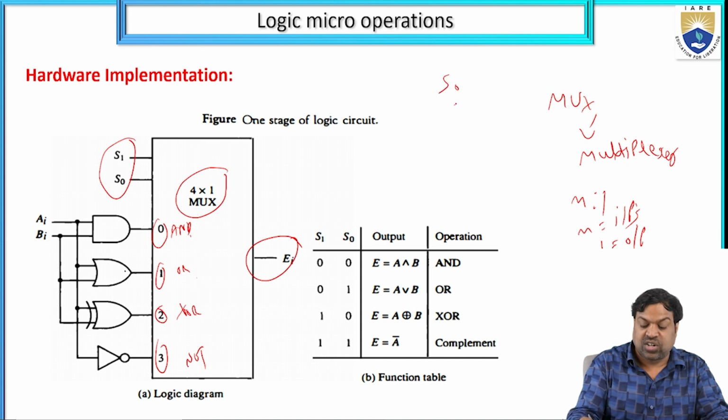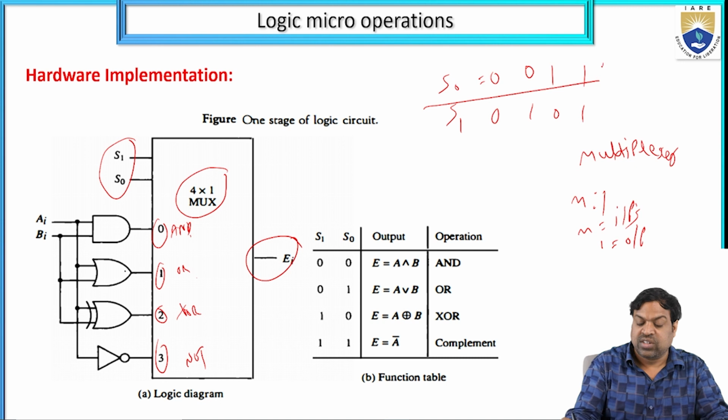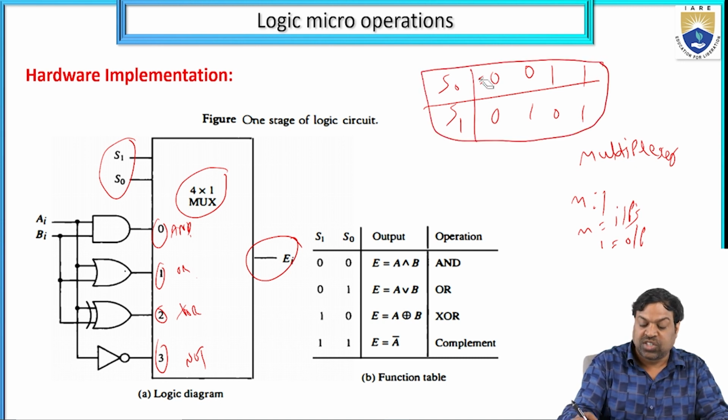Switch means S0, S1. If it is 0, 0, what is the operation? 0, 1, 1, 0, 1, 1, like this. So how many possibilities are there? That is the switch condition: 0, 0, 0, 1, 1, 0, 1, 1. So these are the 4 stages. One stage of the logic circuit.